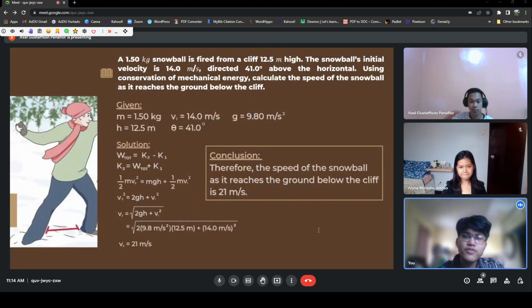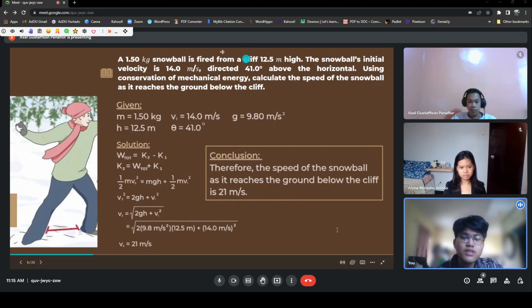Problem number 4. A 1.50 kilogram snowball is fired from a cliff 12.5 meters high. The snowball's initial velocity is 14 meters per second, directed 41 degrees above the horizontal. Using the conservation of mechanical energy, calculate the speed of the snowball as it reaches the ground below the cliff.